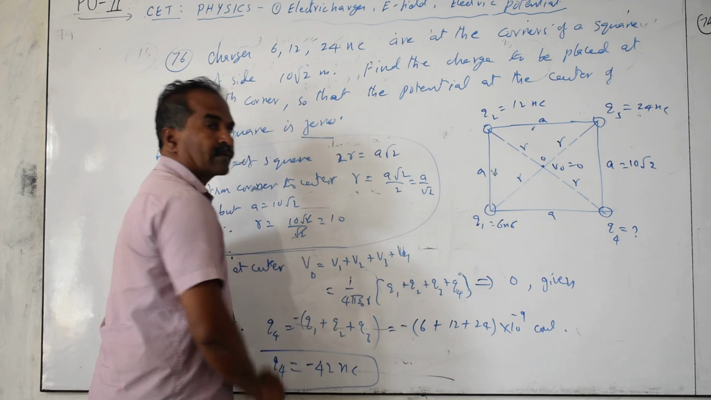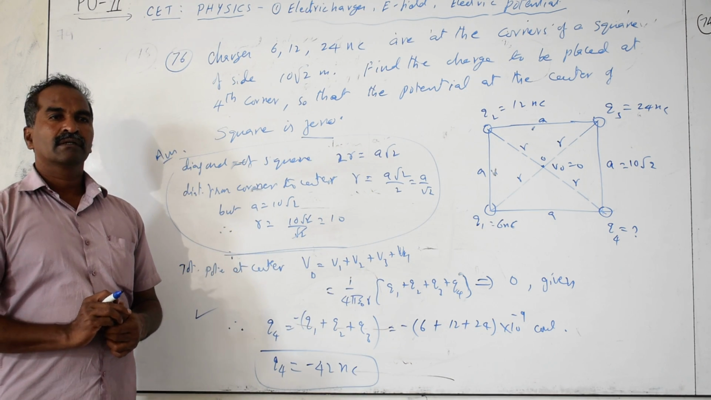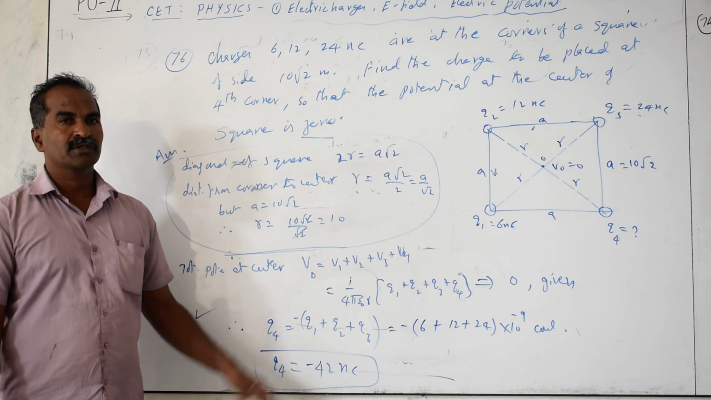Potential is 0 means, just remember that: the distance is the same, the potential is 0, so the sum of the charges is equal to 0. That is the condition.